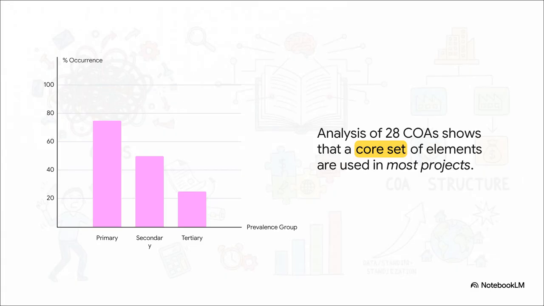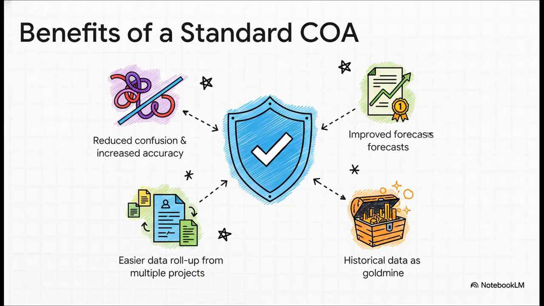Now, you might be thinking, standardization sounds impossible. Every project is unique. But here's the fascinating thing. An analysis of 28 different codes of accounts found that a core set of elements, what we're calling primary characteristics, like discipline and cost type, are used in more than 75% of all projects. So the foundation for a standard system is already there. It's totally achievable.